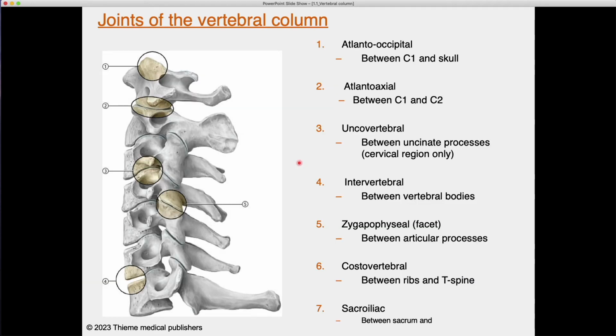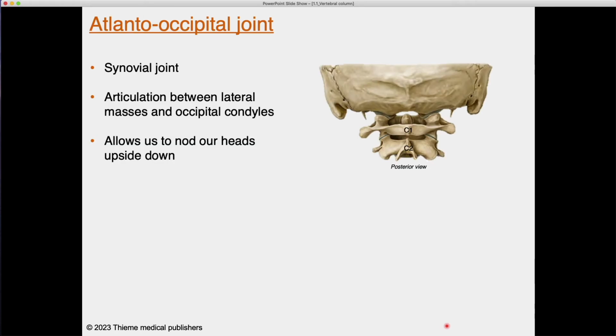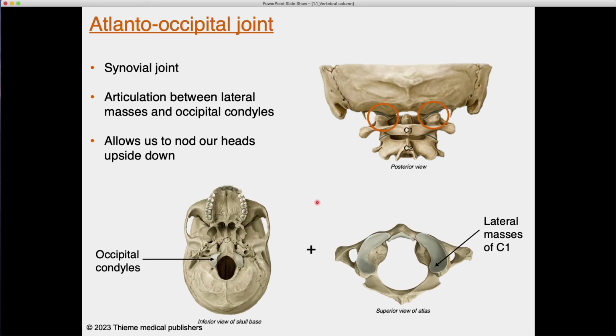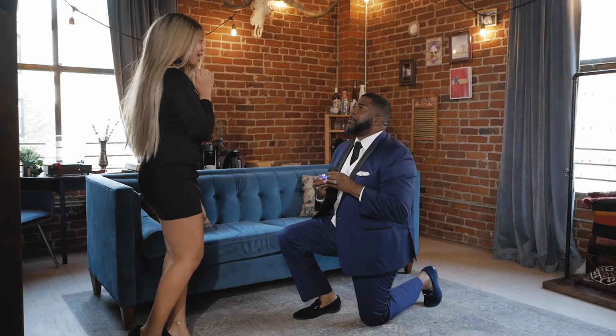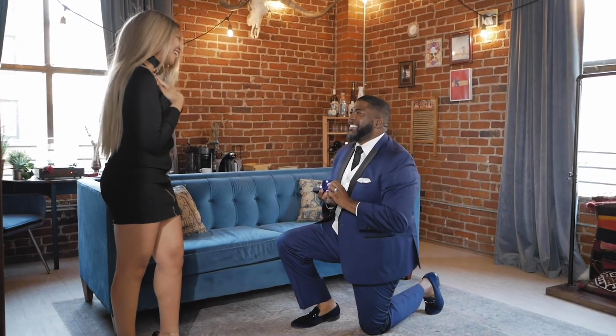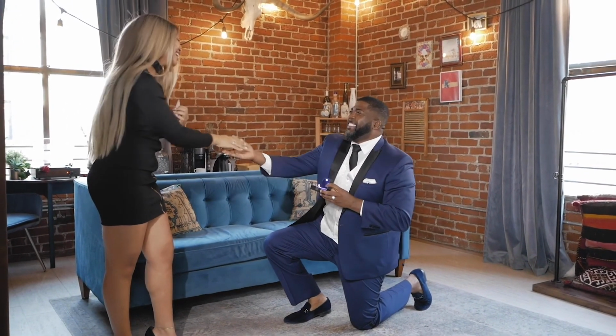We're going to look at the joints of the vertebral column. Let's start with our atlanto-occipital joint between C1, our atlas, and the occipital bone of our skull. These joints, as we can see just here, are formed by the occipital condyles of the occipital bone and the lateral masses of C1. This articulation allows us to nod our heads as if we are saying yes. So it's a highly movable synovial joint.